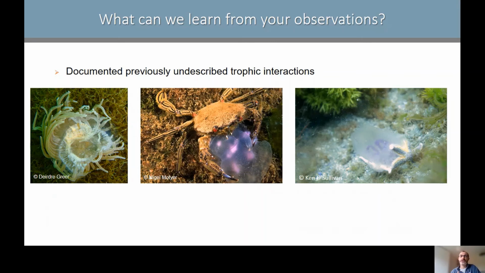I mentioned earlier that we know that sea turtles, not a fish species, feed on jellyfish. But here are some wonderful photographs of different organisms feeding on jellyfish on the seabed. We have a snakelocks anemone here feeding on a crystal jellyfish, a photograph by Deirdre Greer. Then we have a picture here from Nigel Mitre, showing a velvet swimming crab feeding on a moon jellyfish, and then a picture on the right from Ken Sullivan showing 2 starfish feeding on a moon jellyfish as well.